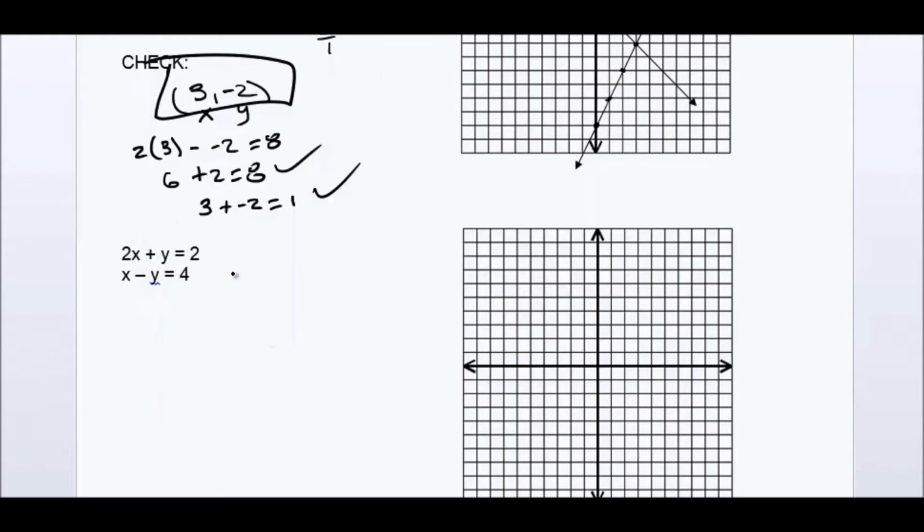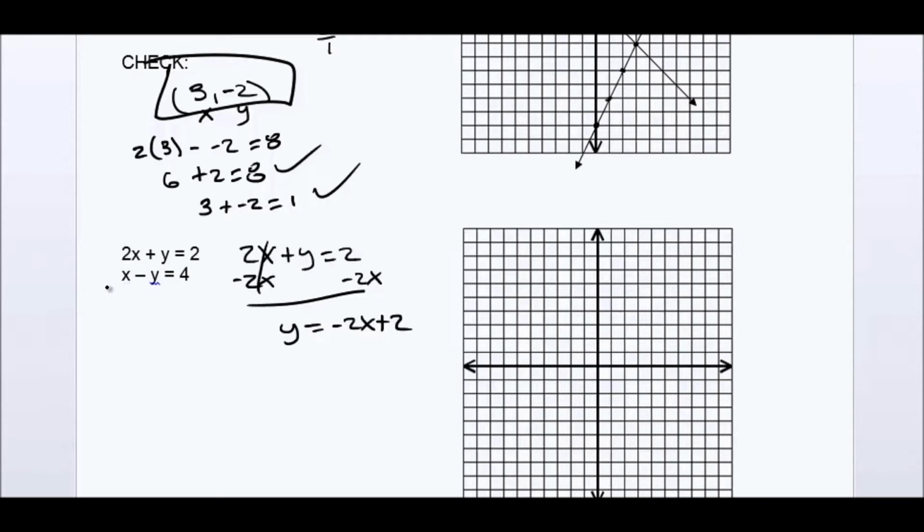Okay, so let's move a little faster now. I'm going to rewrite this as 2x plus y equals 2 over here so that I could solve it and have more room, more space. I'm going to subtract 2x from both sides. That's gone, so y is equal to negative 2x plus 2.